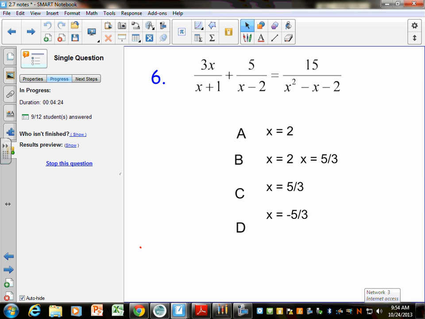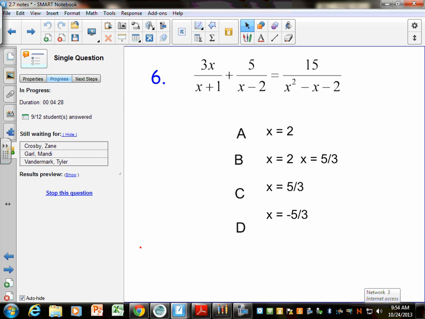Because see, look, now there's 9 of 12 students. I forgot my name. Now I feel stupid. Don't look. No matter what the answer is, I did it wrong this time.